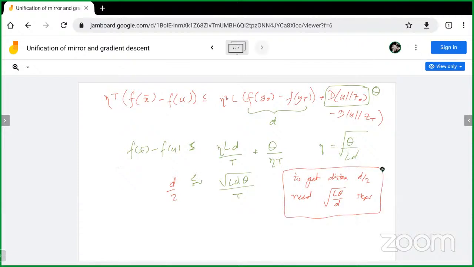I guess now this suggests what to do. Then you just repeat this process by changing the learning rate. And so if I want to get an epsilon error, how much time will I need? Well, it will be roughly L theta over epsilon plus theta over 2 epsilon plus theta over 4 epsilon. So that's what you want. And that's the correct rate.